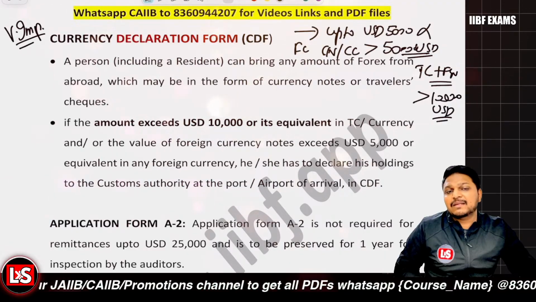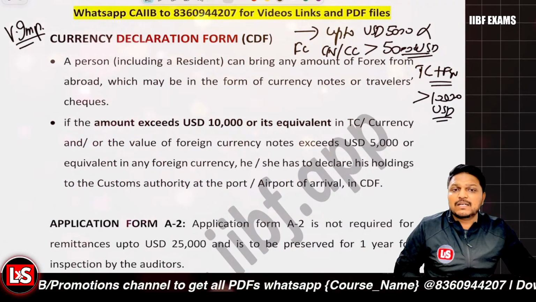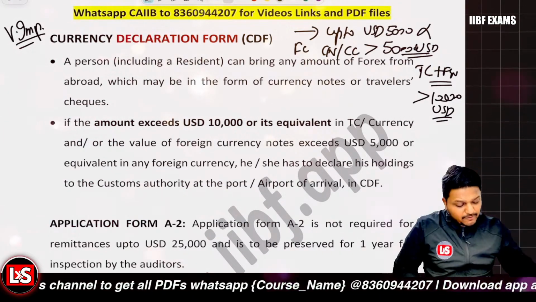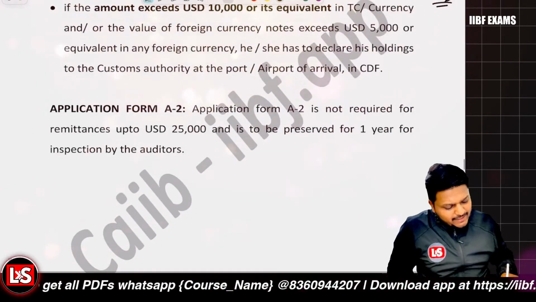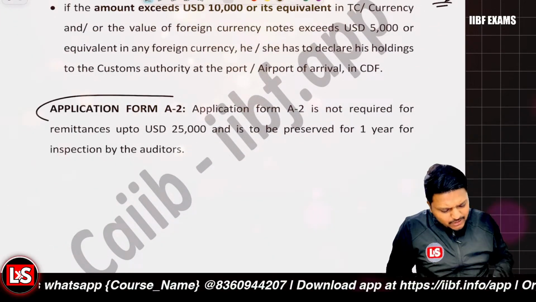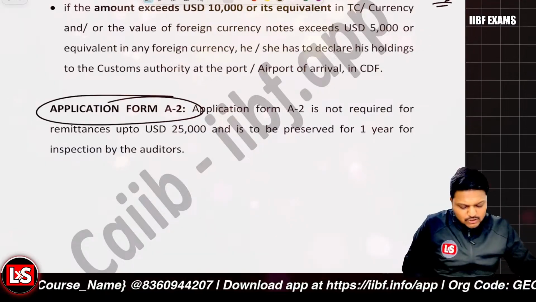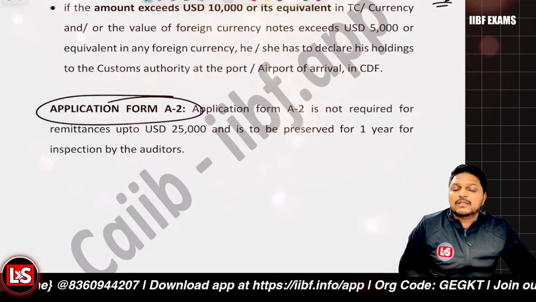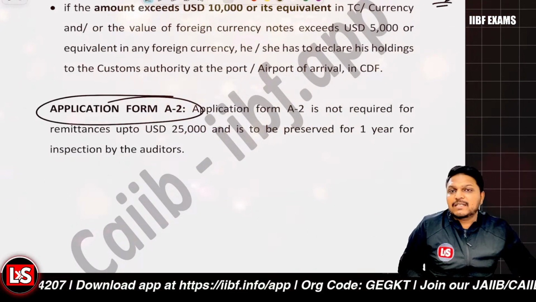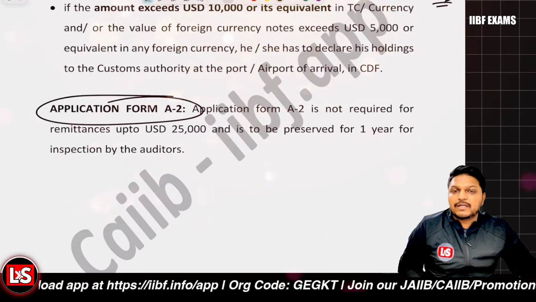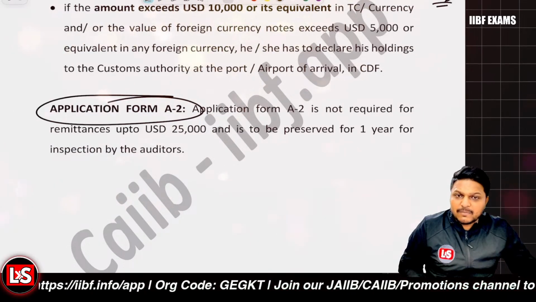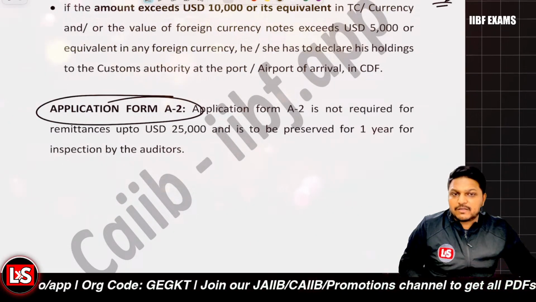And if you're making remittances up to USD 25,000 and you're filing Form A2, in that scenario no declaration is to be given. No declaration is to be given. Further, it is to be preserved for a period of 1 year by the authorized dealer bank for inspection by the auditors.